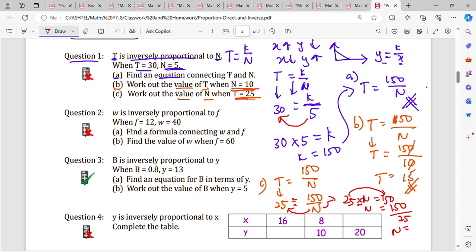So you will get an answer of, look at that, 150 divided by 25. So you will get an answer of n equals 6. So that is your answer.